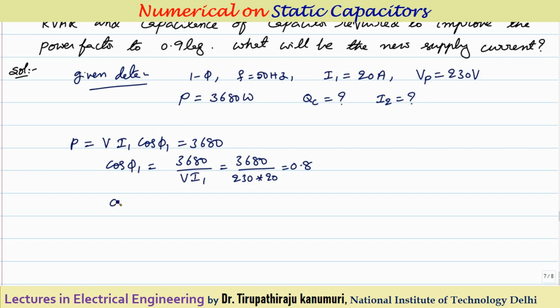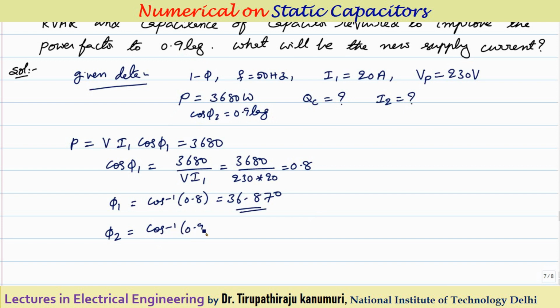From this I can calculate my power factor angle. Phi 1 is equal to cos inverse of 0.8, which is 36.87 degrees. Similarly I can calculate the value of phi 2, because we need to achieve 0.9 lagging. It is mentioned that cos phi 2 is 0.9 lagging, so phi 2 is cos inverse of 0.9, which you will get as 25.84 degrees.